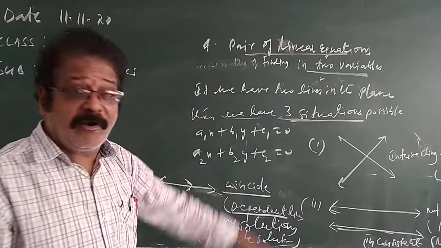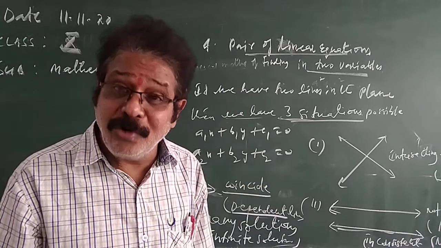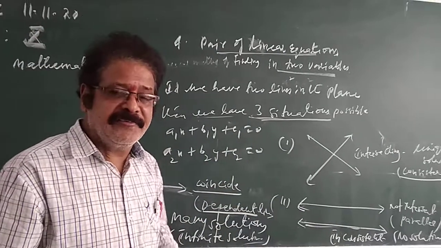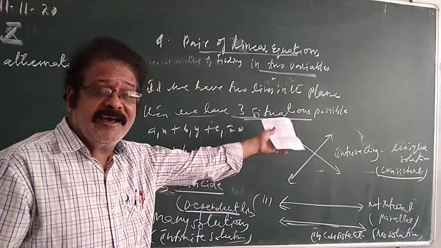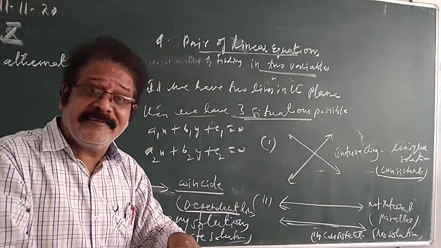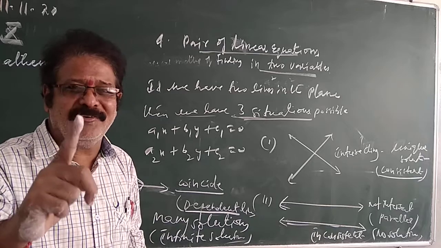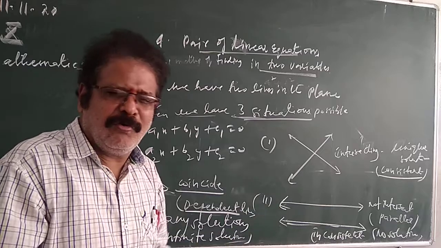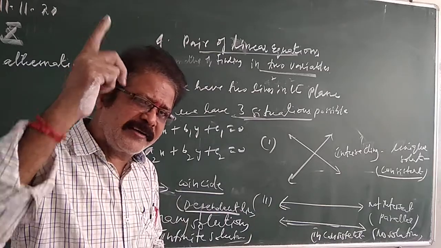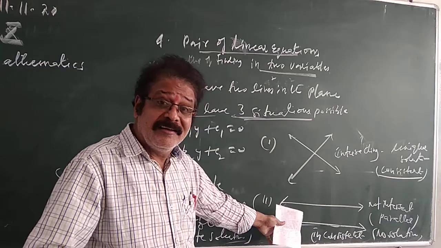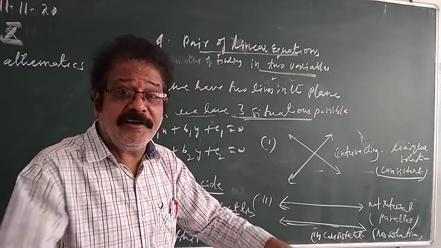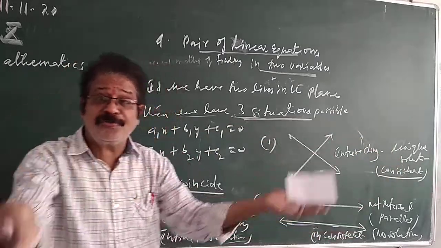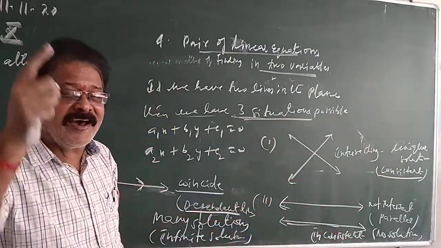Like this, by drawing the graph, we come to know. Children, understand? When you draw the pair of linear equations in the graph and they intersect, they are called intersecting lines. They have a unique solution, only one solution. They are called consistent. If they don't intersect, they are non-intersecting lines. Non-intersecting means parallel lines. When they are parallel, we don't find any solution. No solution means they are inconsistent.